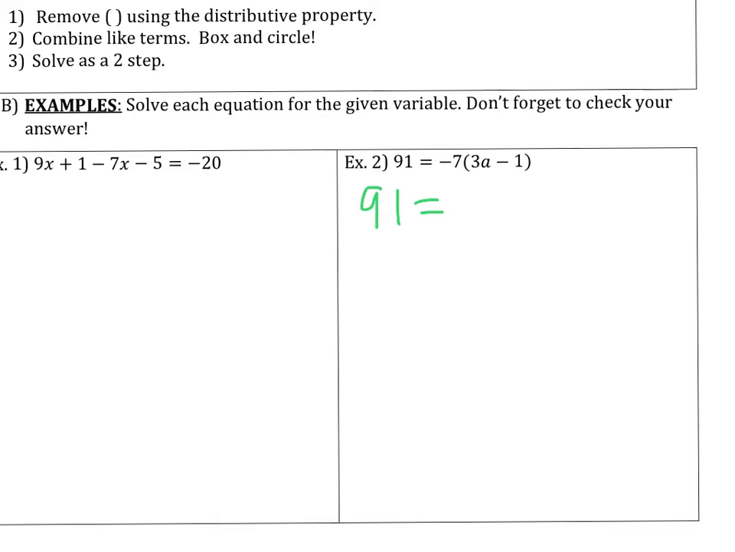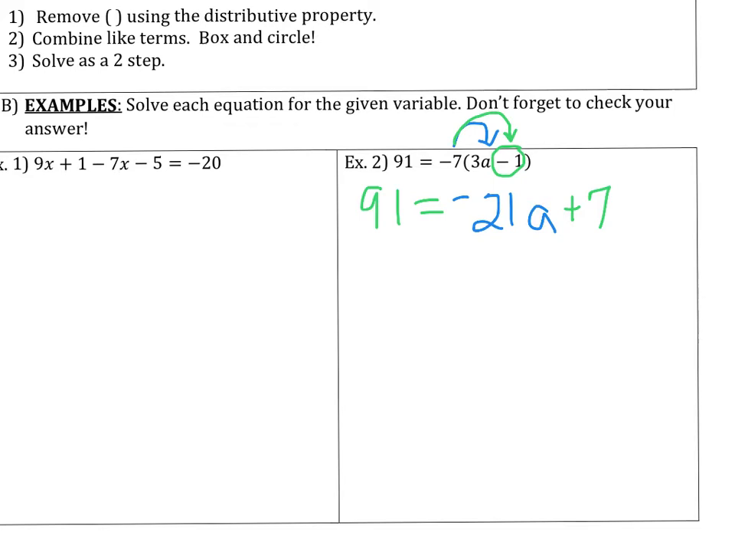The negative 7 gets distributed first to the 3a. So we're going to multiply negative 7 times 3a. That's going to give you negative 21a. Now, for the next part, this is where we have to be super careful. You want to think of this next term as a negative 1, and we're going to multiply negative 7 times negative 1. Negative 7 times negative 1 is a positive 7.